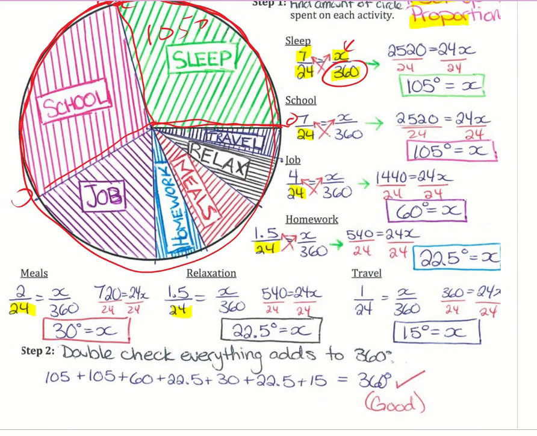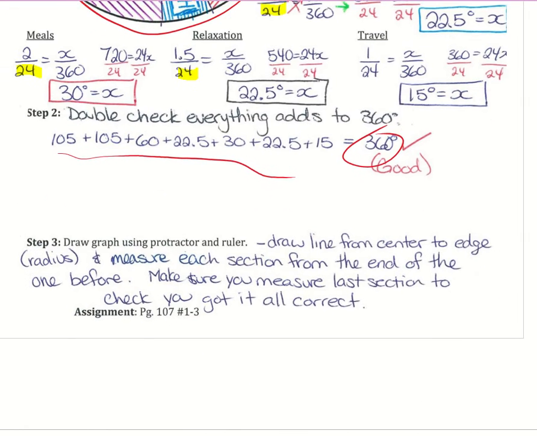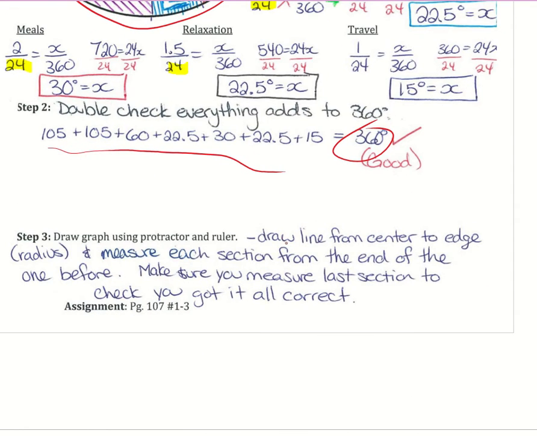So again, if you add up all the degrees, it should equal 360, to make sure that you're good to go on that, right? Again, you draw a line from the center to the edge, the radius, to measure each section from the end of the one before. Make sure you measure the last section to check you got it all correct. Okay, so that's with our little friend, the protractor, from 0 to 180.